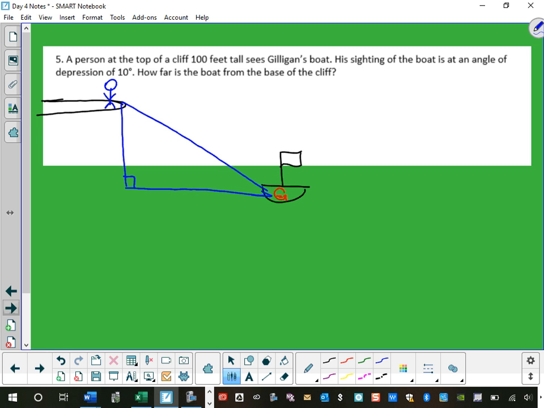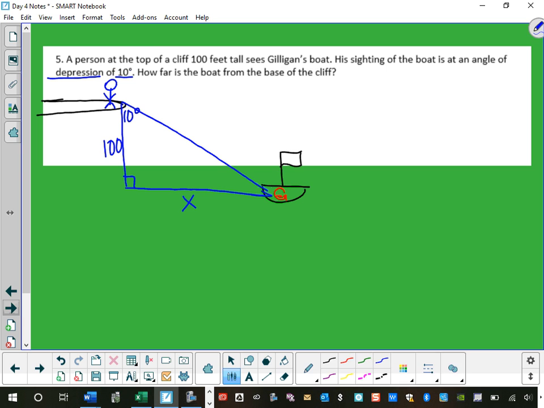All right, so how far is the boat from the base of the cliff? Well, we have an angle of depression of 10 degrees. So would that be above or below the line of sight? Below. So it's going to be here. If you wrote it here, that would be above the line. This is below. All right, and am I missing a number? Person at the top has a 100-foot cliff. So this cliff is 100 feet tall. How far is the boat from the base of the cliff?